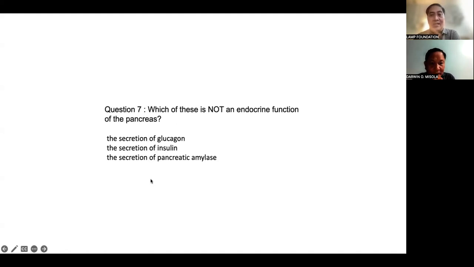Okay, which of these is not an endocrine function of the pancreas? The secretion of pancreatic amylase. Because this needs a tube, no? So the pancreas is both an endocrine and exocrine. So when it is an exocrine function, with exocrine there is a tube passing through. Okay?